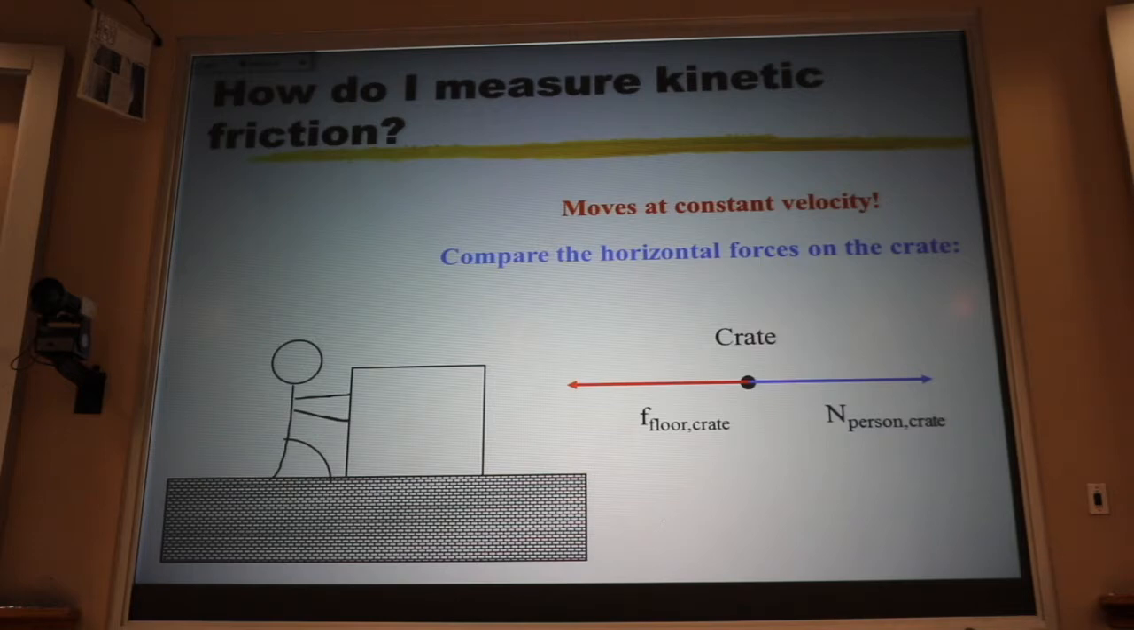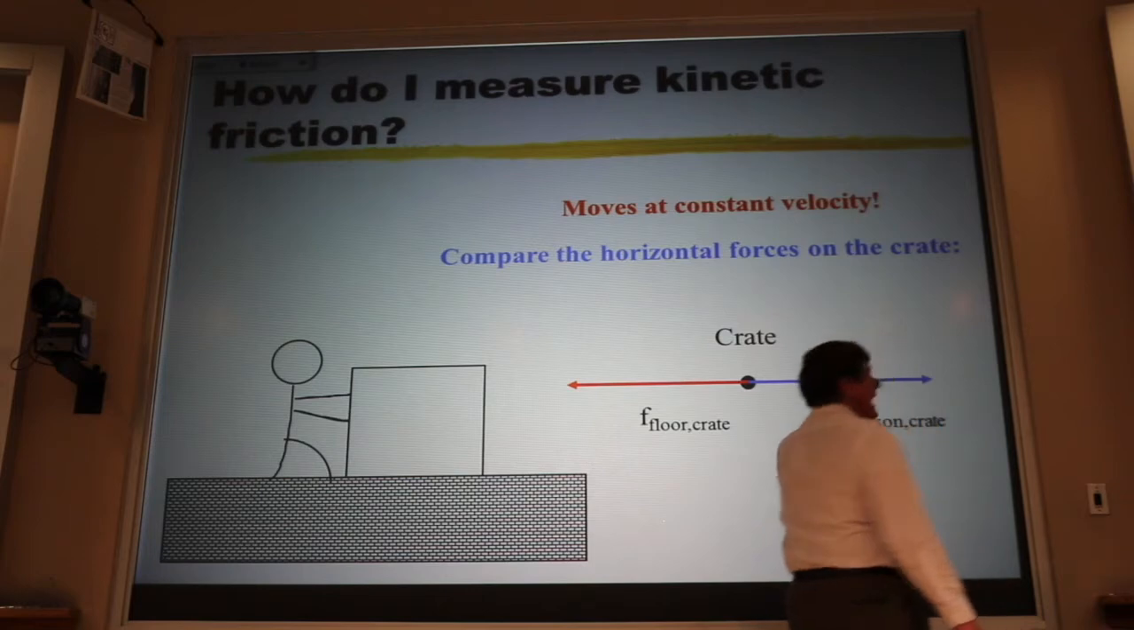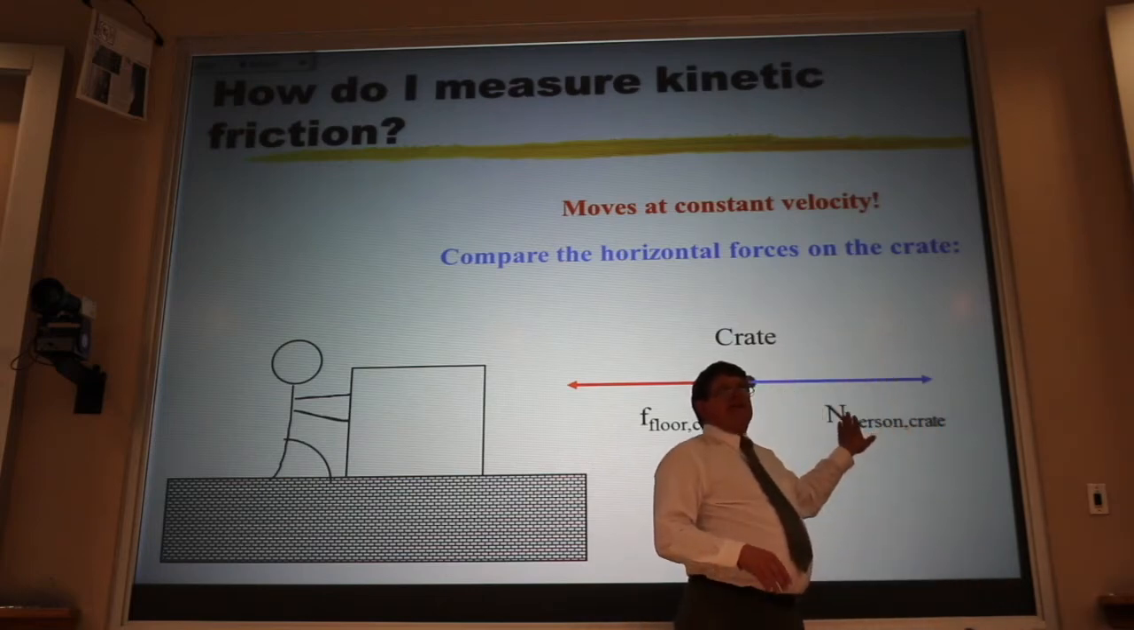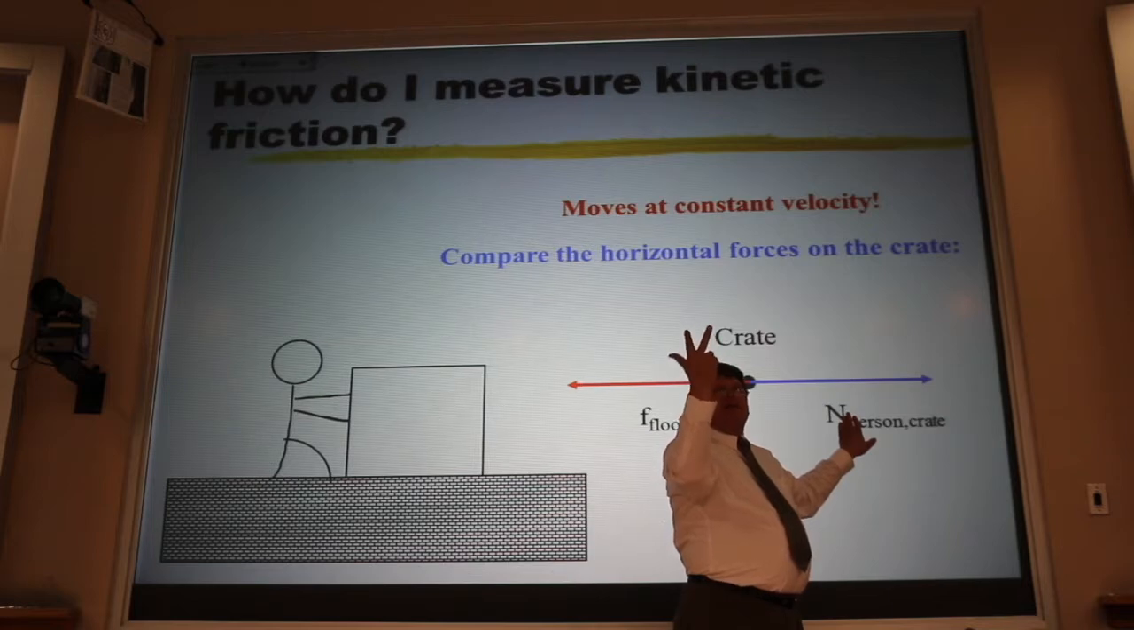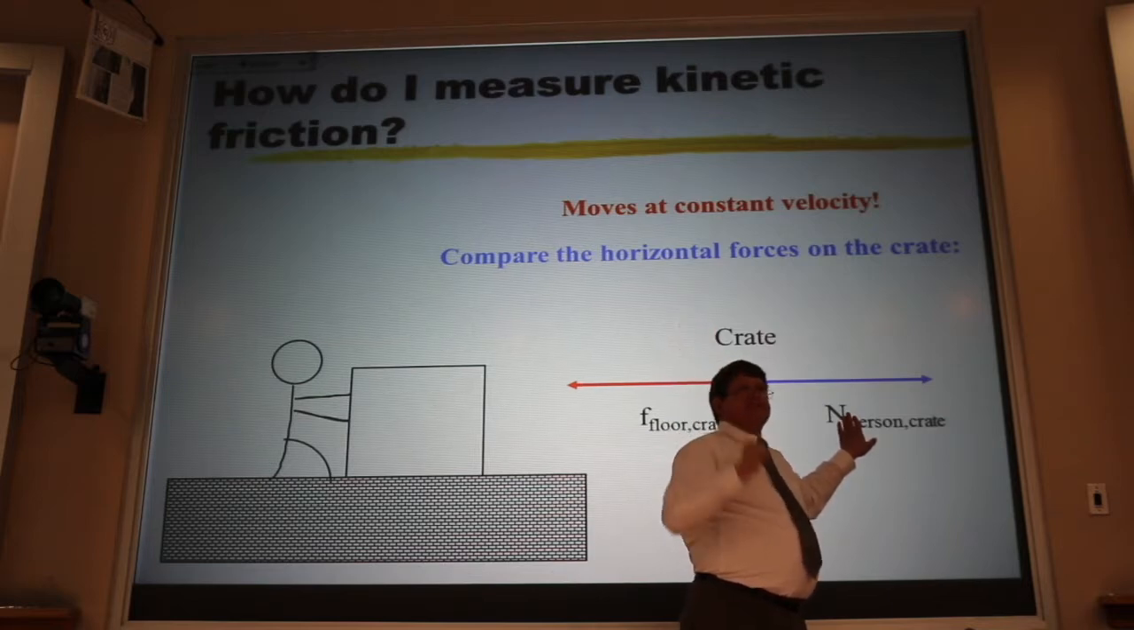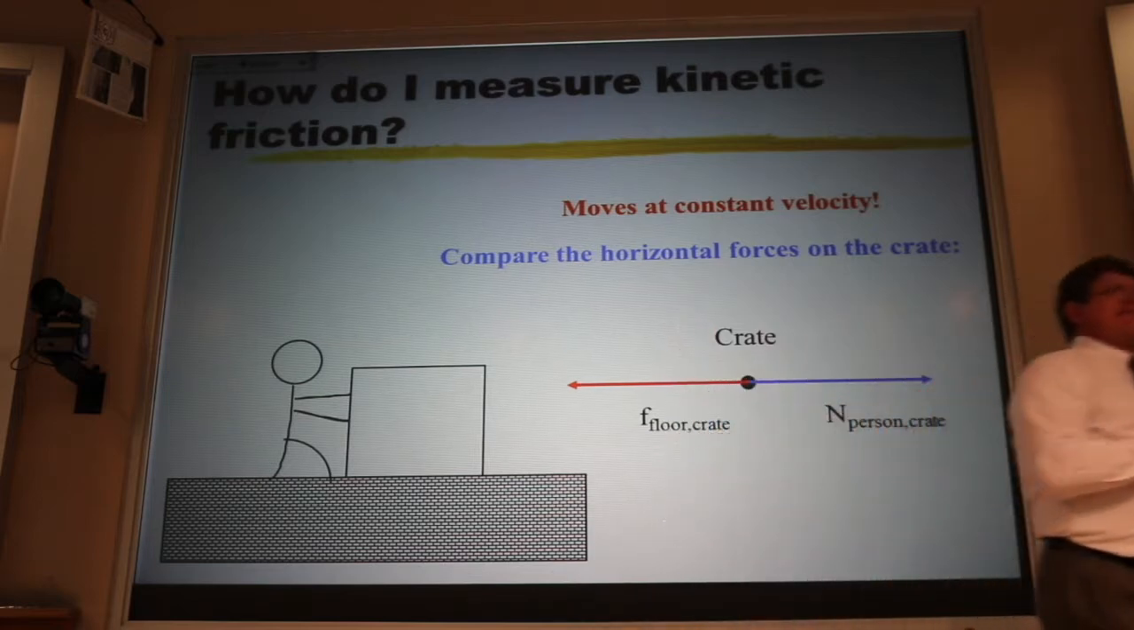So it doesn't matter if I put N, instead of N, I listed it as F person? Does this one here have to say N or F? We're going to have all our forces labeled as one of our 5 flavors: either weight, magnetic, normal, friction, or tension. We're never going to have a general F.